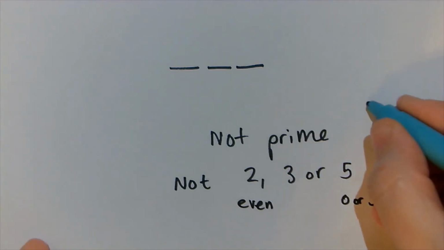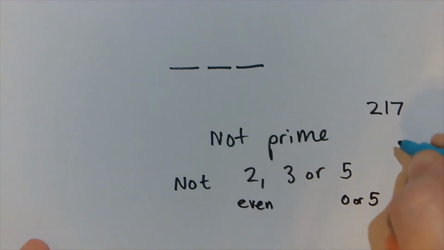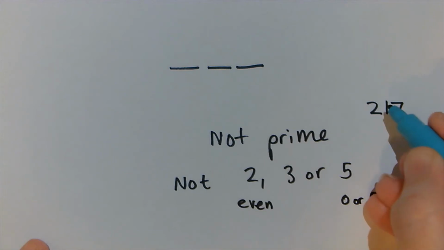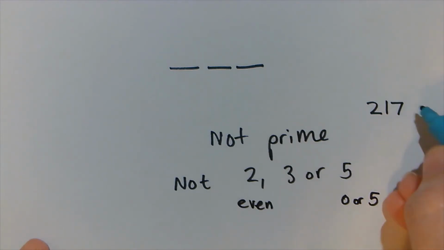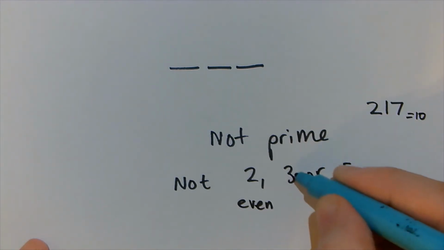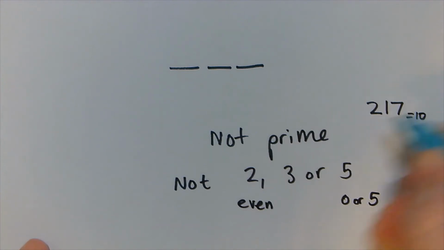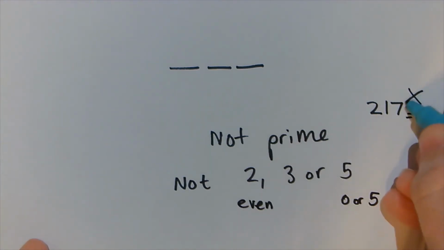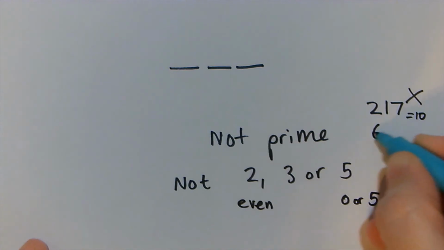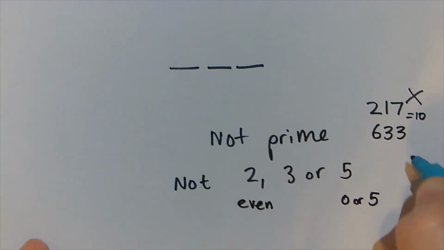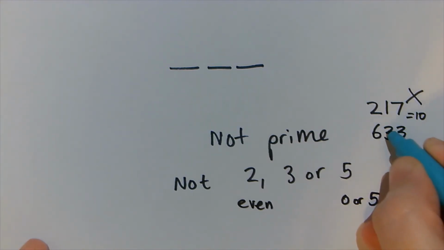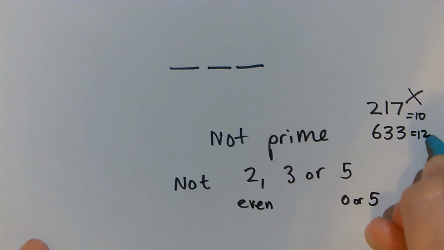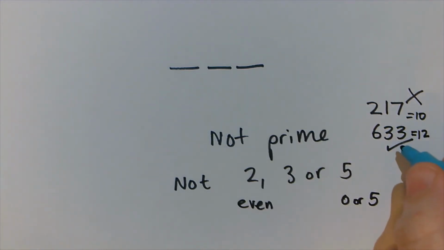So for example, if I had the number 217, if I add up 2, add 1, add 7, I get the number 10. But 3 does not go into 10, so 3 doesn't go into 217. But if I had 633, 6 add 3 would be 12. And 3 does go into 12, so 3 does go into 633. So these are our divisibility tests.